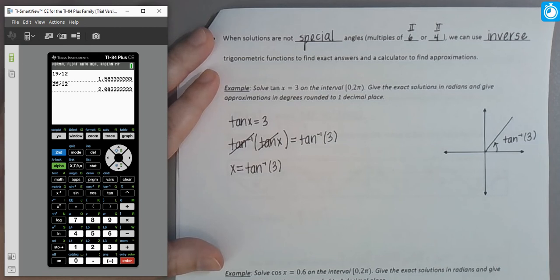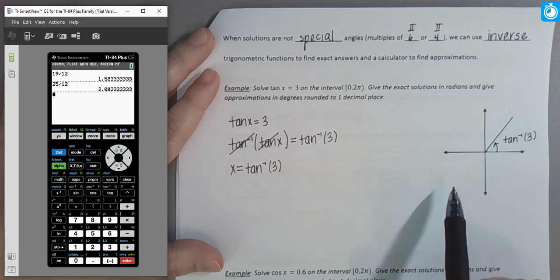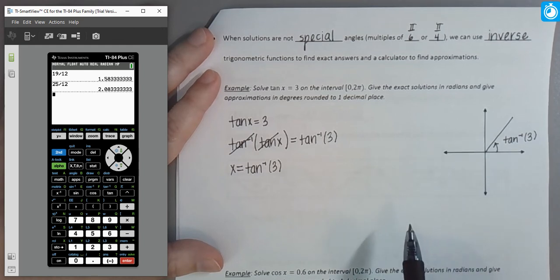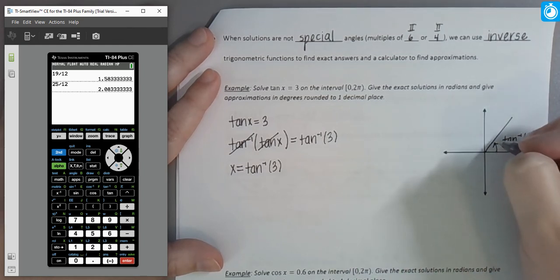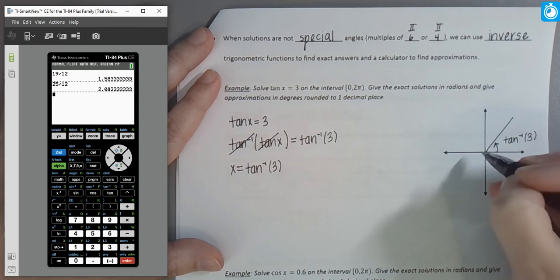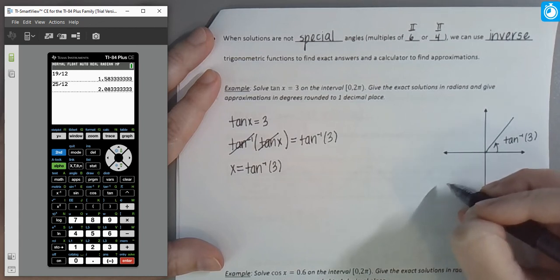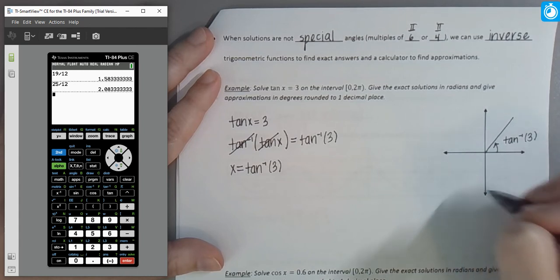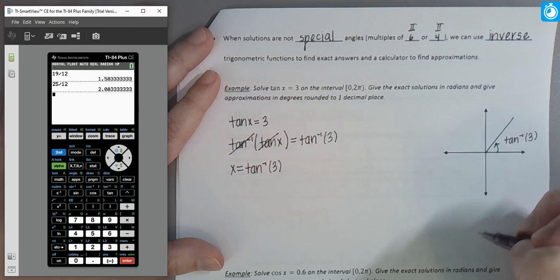Now, where else would we get a value for tangent that's positive? There's another quadrant where tangent is going to have positive values. It's going to be quadrant 3, where both sine and cosine are negative. So if we were to add on 180 degrees or pi radians to this particular angle, we'll get to another location in quadrant 3 where the value for the tangent would be the same.